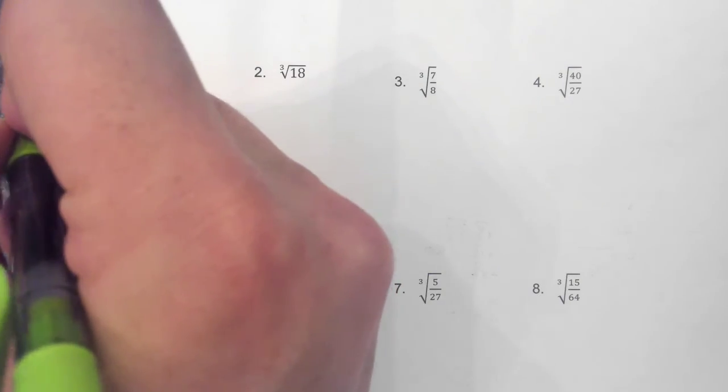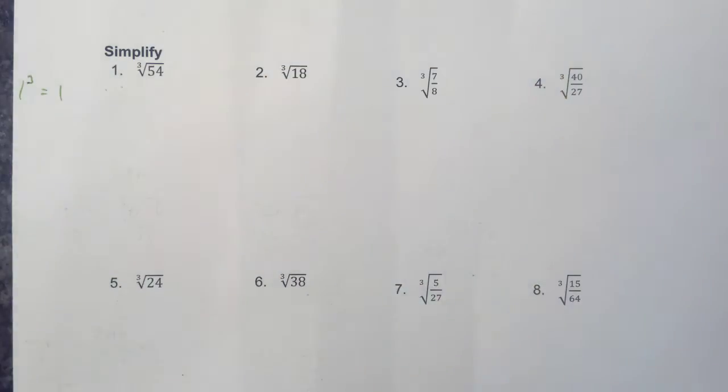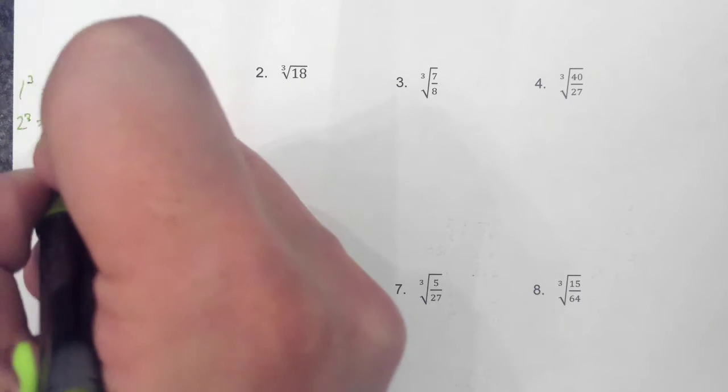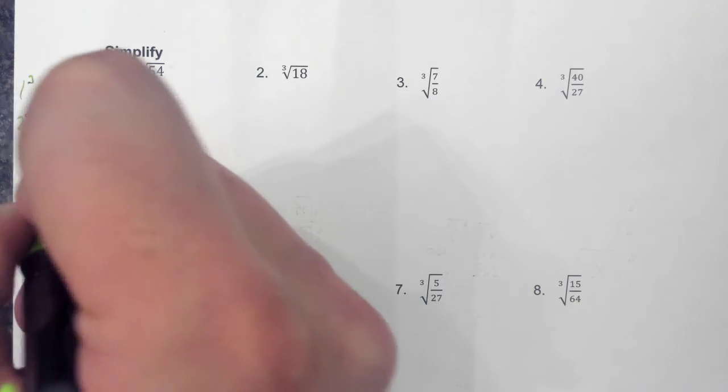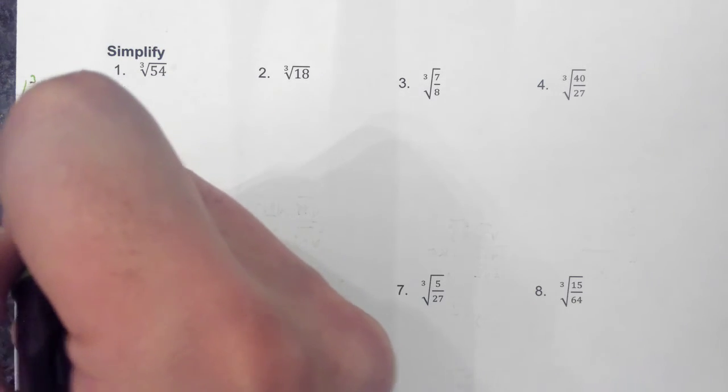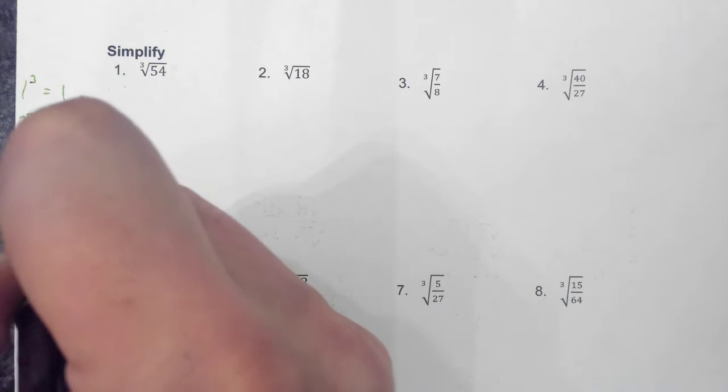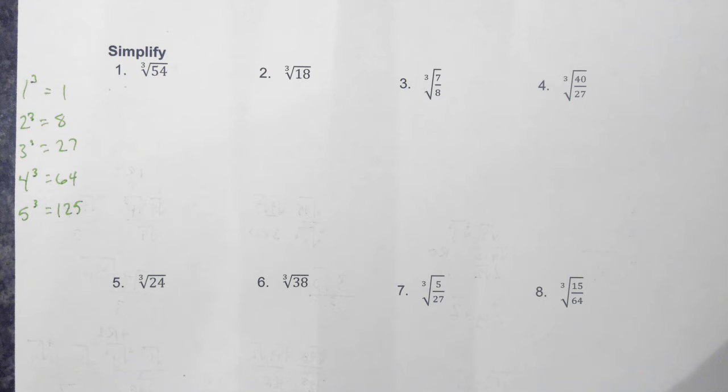So 1 cubed is 1, so there's our first perfect cube. 8 is our next one. 27, 64, 125, and that's probably all you need to really know. If you know up to 5 to the third is 125, you'll be fine.